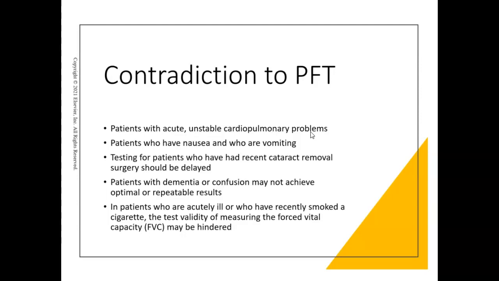Some other contraindications are patients who are nauseous and vomiting. A lot of the maneuvers that patients have to do during pulmonary function testing, like the deep breath in and blast it out, are not going to be very comfortable if the patient has an upset stomach, and the last thing we want is for the patient to vomit during the procedure. If a patient's had recent cataract surgery, that forceful blowing can interfere with the surgery, so we want to delay testing until the patient has had time to recover.